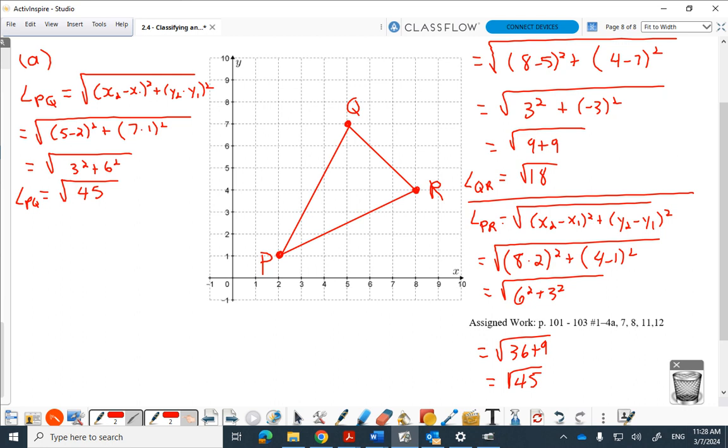More time to find these lengths? I'm not trying to rush you. I don't want to bore you. Did you get root 45, root 45, and root 18? And maybe you got them as decimals. Fine. But how nice is it like this? Isn't it nice like this? Okay, what'd you get? Tell me the decimals.